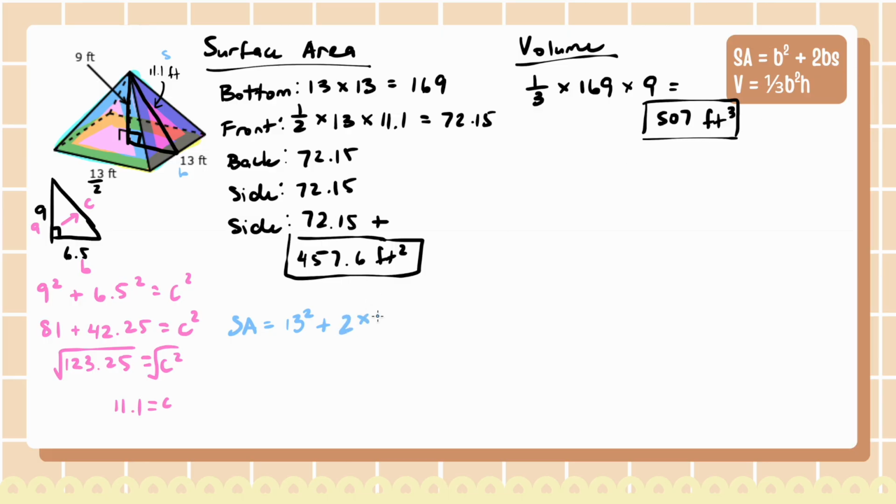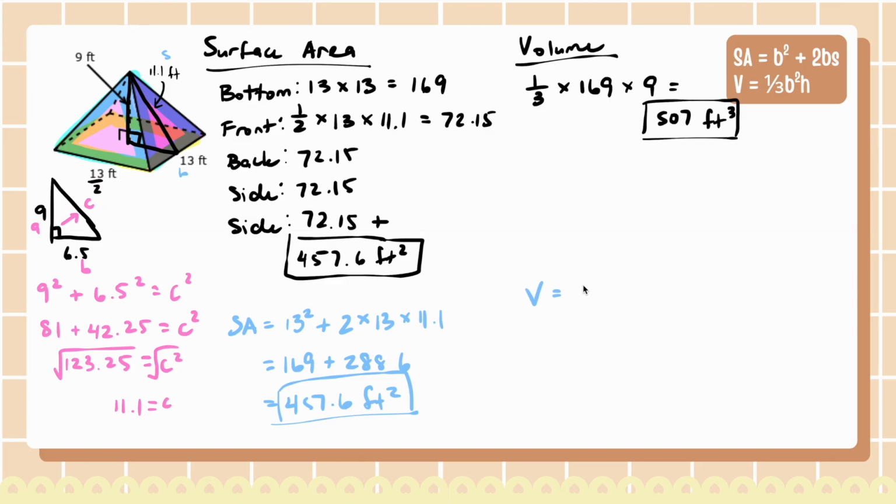So 2 times 13 times S, 11.1. Now let's simplify. So 13 squared is going to get me 169, plus all of this multiplied gets me 288.6. And if I add these two together, this is going to get me 457.6 feet squared as well. So there's our surface area.